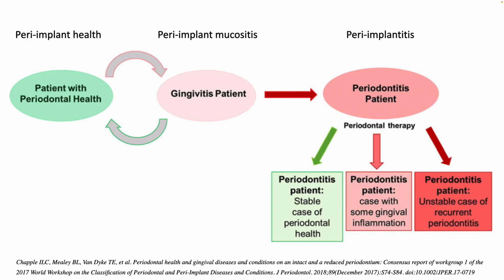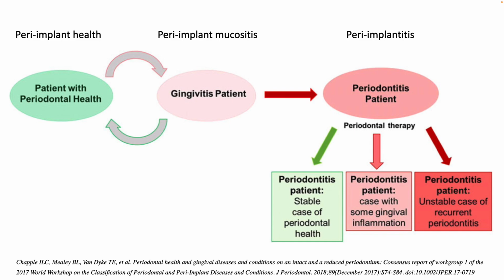So the current understanding with periodontal disease, and it's very similar with peri-implant disease as well. We start with a patient that is periodontally healthy. They may develop into a patient with gingivitis, but that process seems to be reversible, and a patient can progress from health into gingivitis and back again.